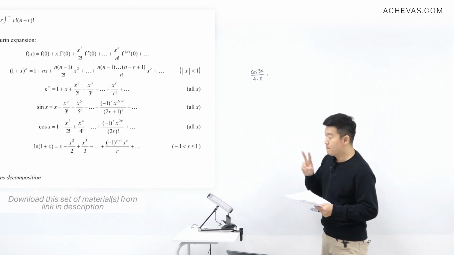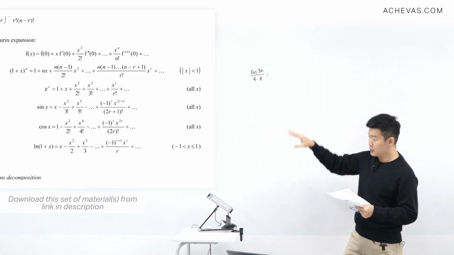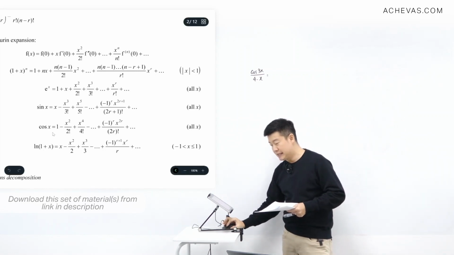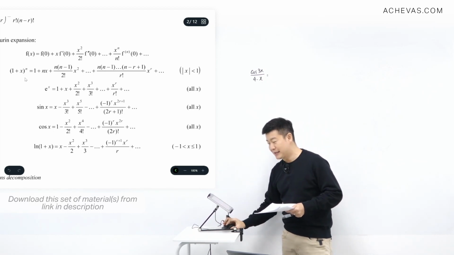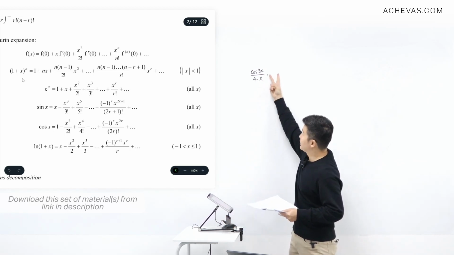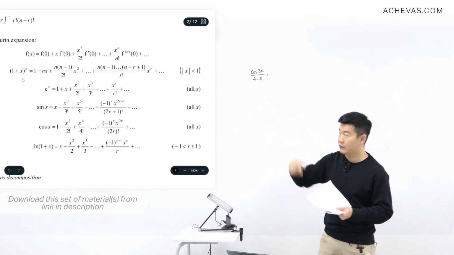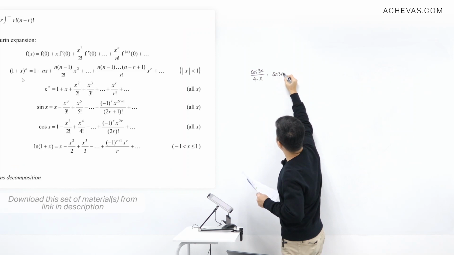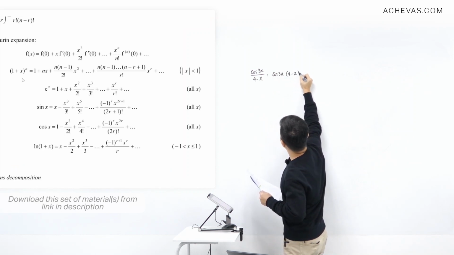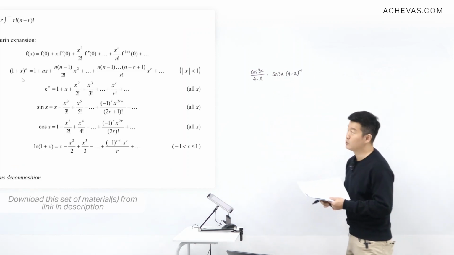So the two results that we're going to be making use of will be, one is this for the cosine 3x in the numerator. The other one is going to be this, where we try to bring the denominator up, and it is going to be to the power of -1. So it is going to be cosine 3x and then 4 minus x to the power of -1.